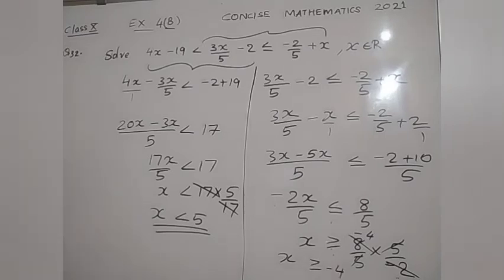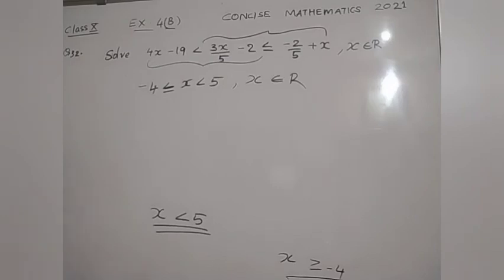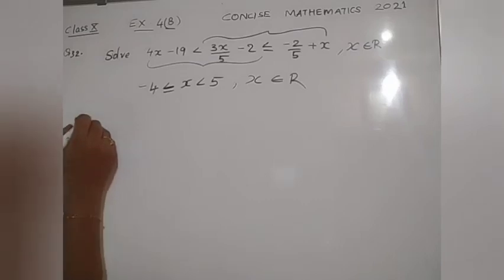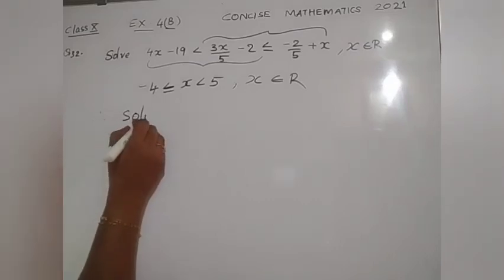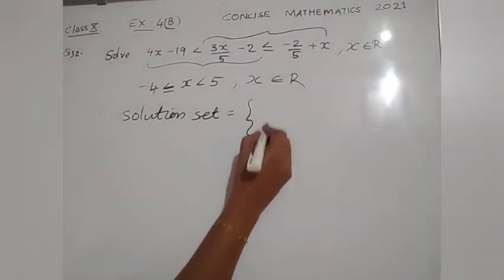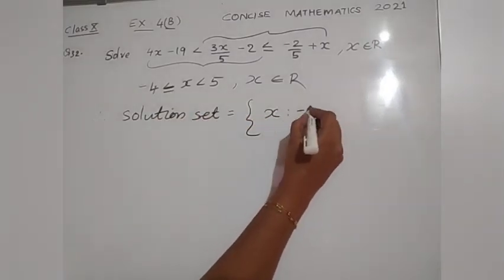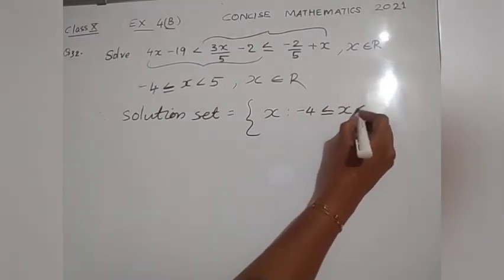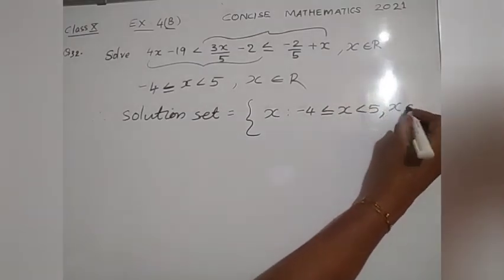Thus we obtained the lower limit and upper limit. Let us write them together. That is minus 4 is the lower limit. So minus 4 less than or equal to x less than 5. And x belongs to real numbers. So how can we write the solution set? Yes. Solution set is set x such that minus 4 less than or equal to x less than 5, x belongs to real numbers.